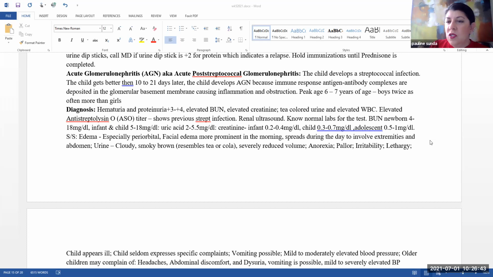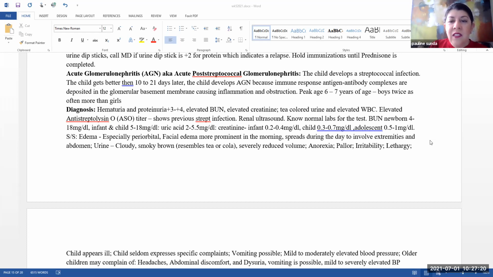Please make sure that you do know the normal labs for your exam. The BUN for the newborn is 4 to 18 milligrams per deciliter. In an infant and child, 5 to 18 milligrams per deciliter. Uric acid is 2 to 5.5 milligrams per deciliter. The creatinine in the infant is 0.2 to 0.4 milligrams per deciliter. In the child, it is 0.3 to 0.7 milligrams per deciliter, and the adolescent is 0.5 to 1 milligram per deciliter.